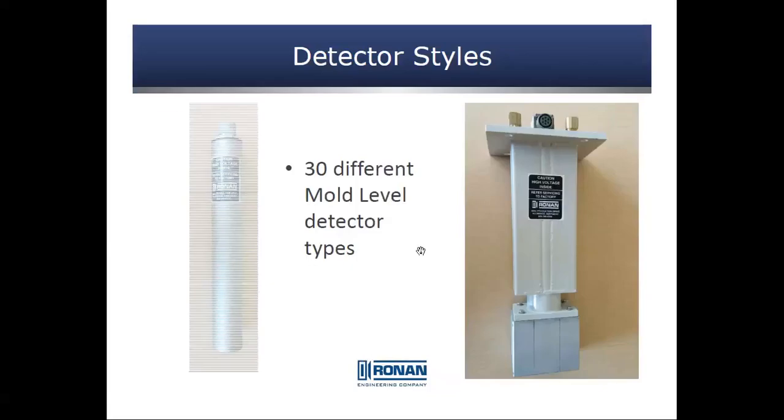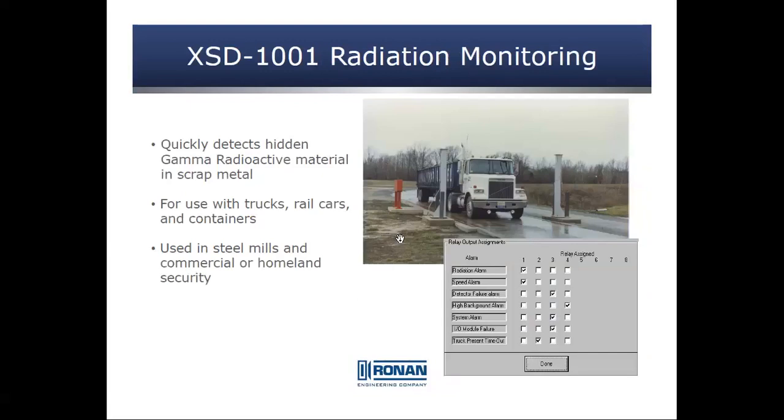Here's just a couple illustrations of what the different detector styles look like. I mentioned we do radiation monitoring. We provide a very minimal analysis of what's in the truck. We can give alarms to say there is some kind of radioactive material in your scrap metal. We would not be able to tell you where specifically it was in the truck, but many places don't necessarily need that. We are using them most commonly with steel mills or scrap yards.